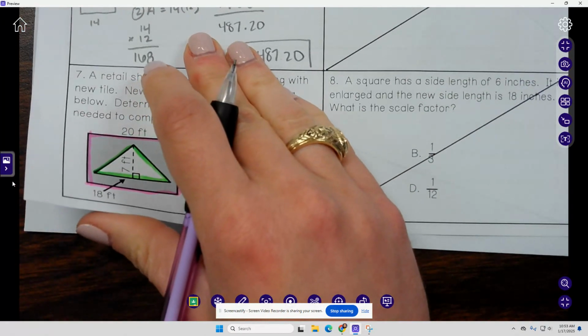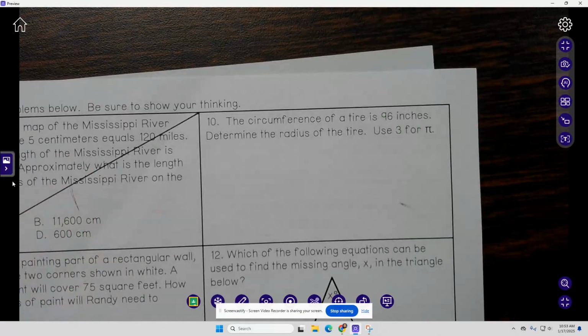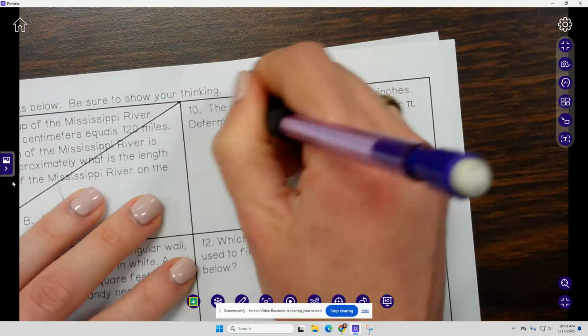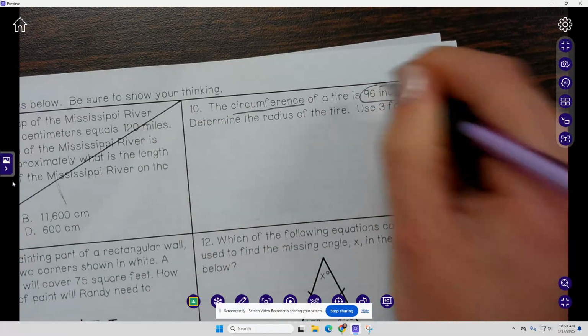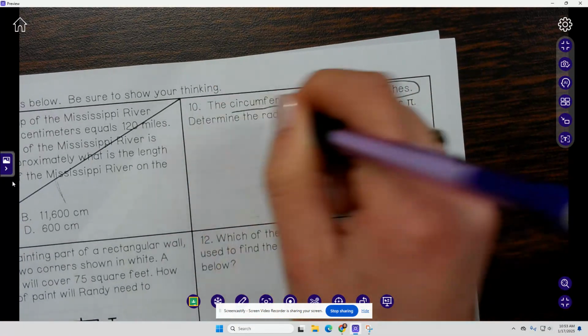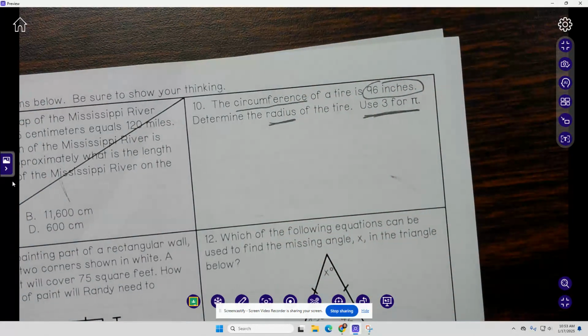All right, moving on to number 10 on the back. The circumference, oh that's great, it has the word in the problem for me. The circumference of a tire is 96 inches. Determine the radius of the tire. So we're trying to find the radius, but use 3 for pi.